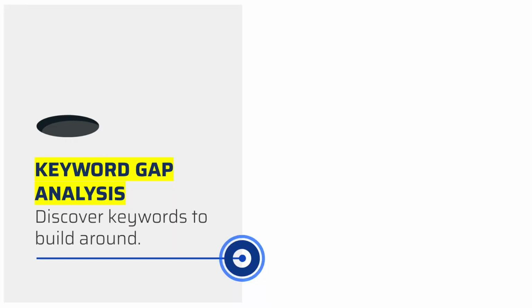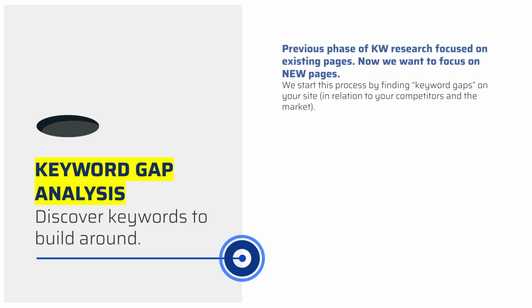So now that we've taken an inventory of everything on the website and decided how to handle it, now we want to start to look for new keywords to build content around. So previously, I talked about keyword research for existing pages. That's going through and looking at improving the performance of the pages they already have. But how do we scale and hit new keywords? Well, we run a keyword gap analysis.